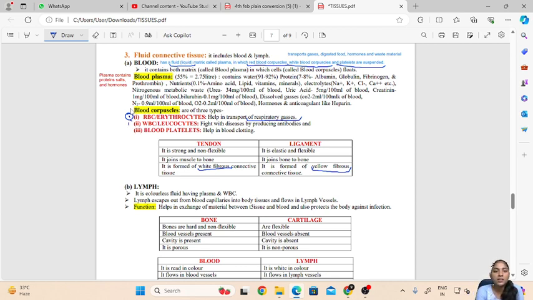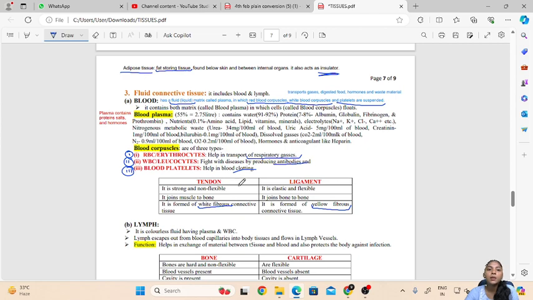Then the WBCs or the leukocytes fight with diseases by producing antibodies. So WBCs produce antibodies to fight against any diseases which attack the organisms. Then the third type of cells, that is the platelet cells. They are involved in blood clotting. That is, when we get a wound or scratch and the blood spills out, these platelet cells form a clot to stop the bleeding in the organisms.